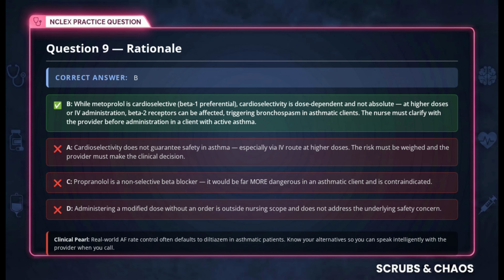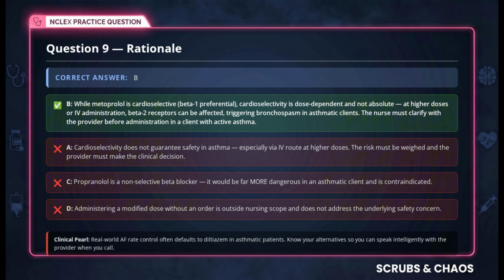B. Hold it and call. Yes, metoprolol is cardioselective. It primarily targets beta-1 receptors in the heart, but generally safe is not the same as safe without a conversation. In active or severe asthma, even cardioselective beta blockers can trigger bronchospasm. This is IV. It hits fast. You need that provider conversation before it goes in. And C, propranolol is non-selective. It blocks beta-2 in the lungs too. That is worse for asthma, not better.